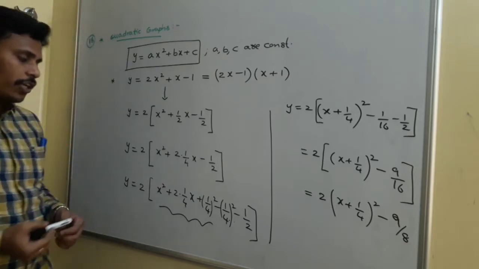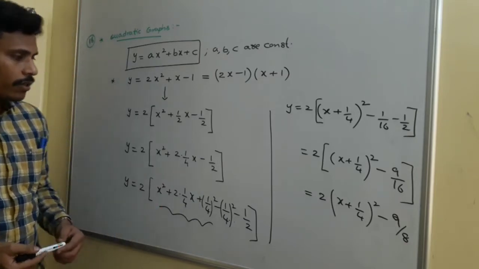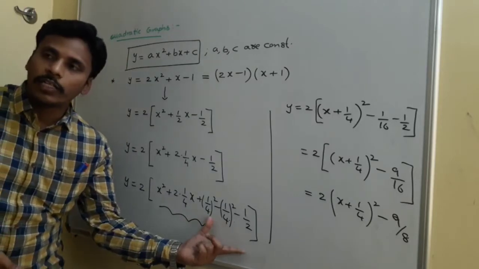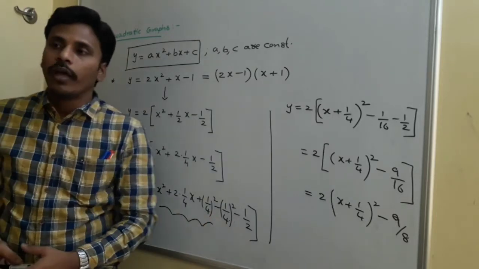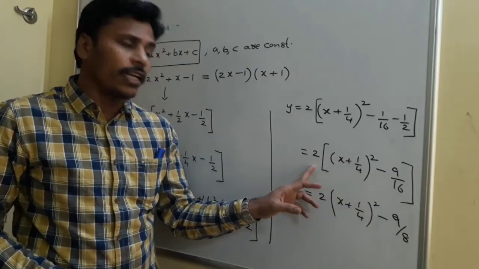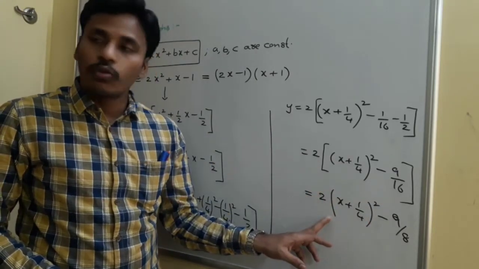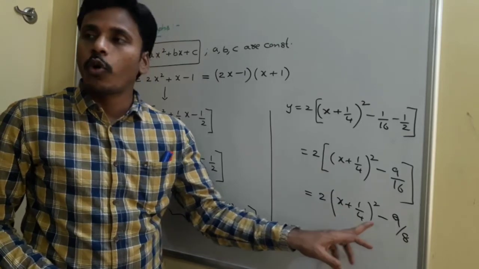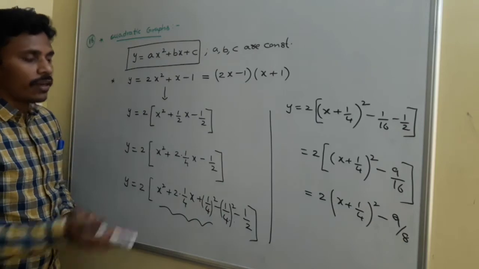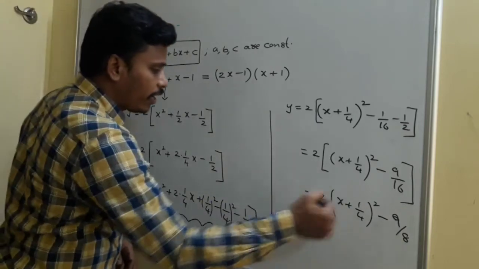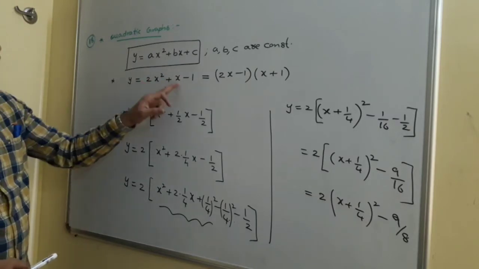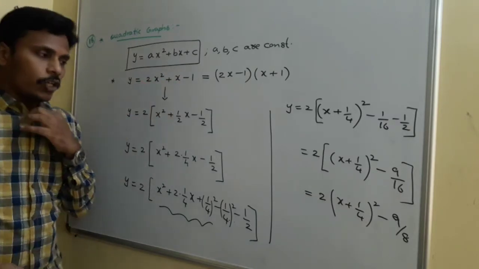And on simplification, the first 3 terms are nothing but x plus 1 by 4 whole square, and the next 2 terms, minus 1 by 16 and minus 1 by 2, if you simplify, it is minus 9 by 16. And if you multiply with 2, it becomes 2 times of x plus 1 by 4 whole square minus 9 by 8. And if you wish to cross check, just simplify it, and for sure you will get this 2x square plus x minus 1. If you need, go with the check.